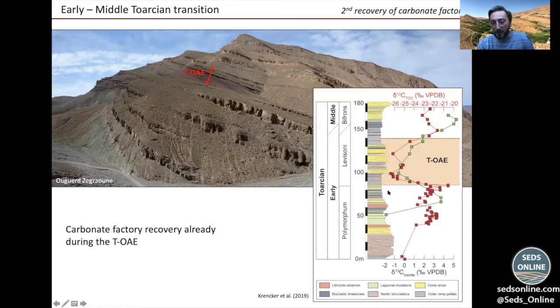So we have here the TOAE, and relatively soon after the onset of the TOAE, which is characterized by this negative carbon isotope excursion, we have large oolitic shoals. This shows that carbonate was already being produced during the TOAE. What is relatively peculiar is that the ones relatively close to the base are very small ooids, with most of the time only one layer of coating around, and then they increase in size and in the number of coatings. I'll talk a bit about that in just a few minutes.